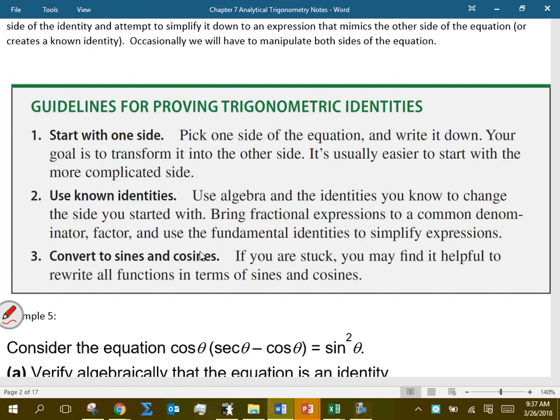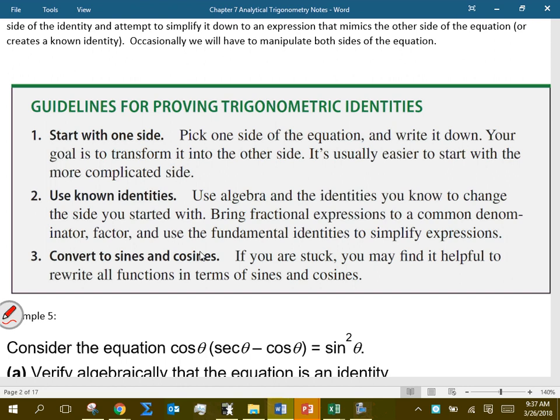Basically, what it says is start with one side. Pick one side of the equation, write it down. Your goal is to transform it into the other side. It is usually easier to start with a more complicated side. If you start with the simpler looking side, you're going to have to make substitutions that are kind of backwards, or you'd be thinking about them backwards.